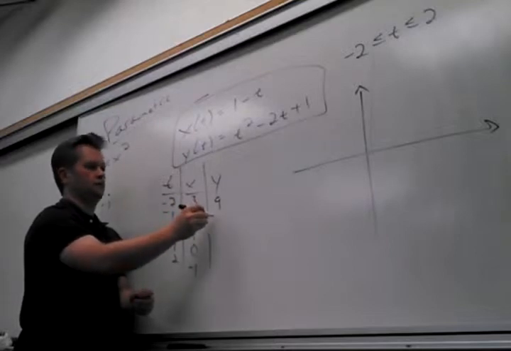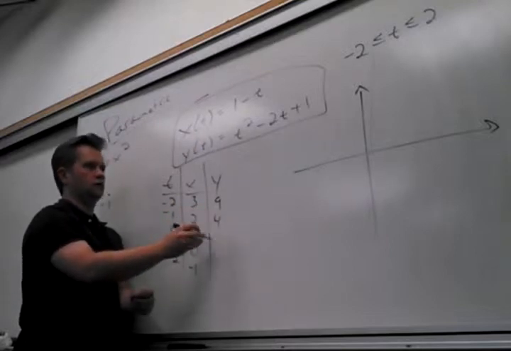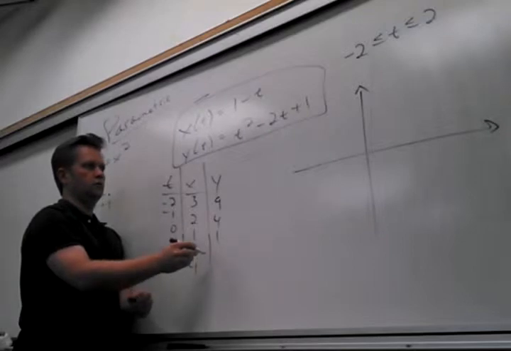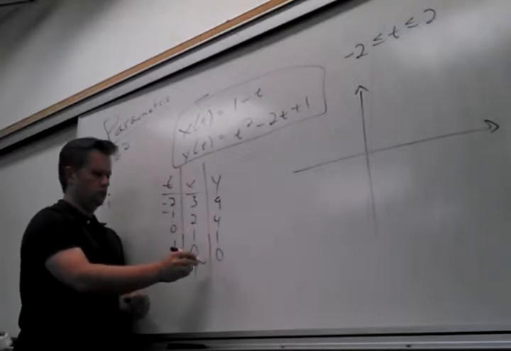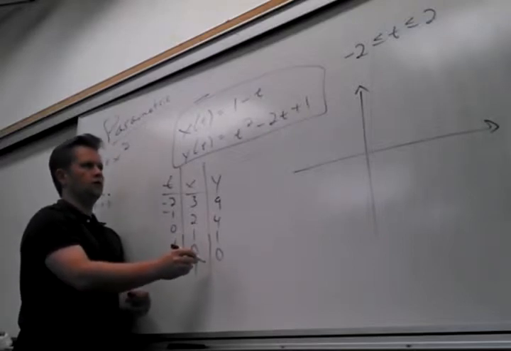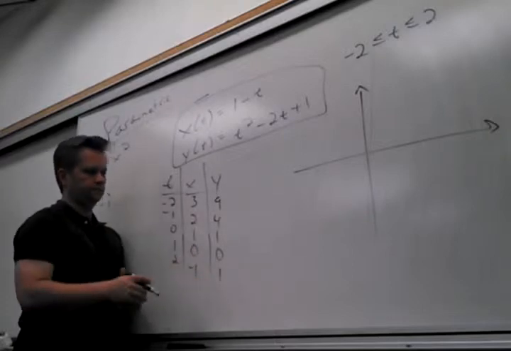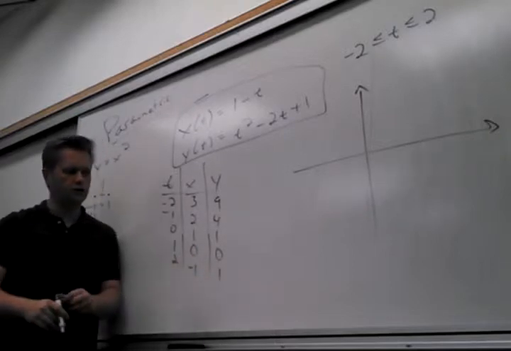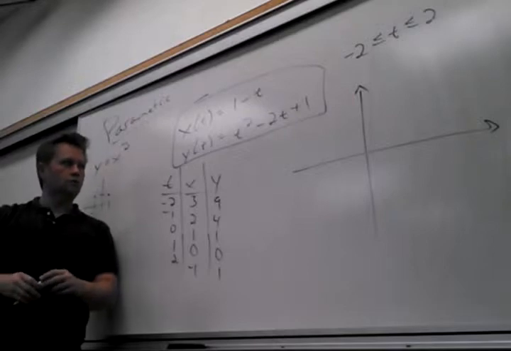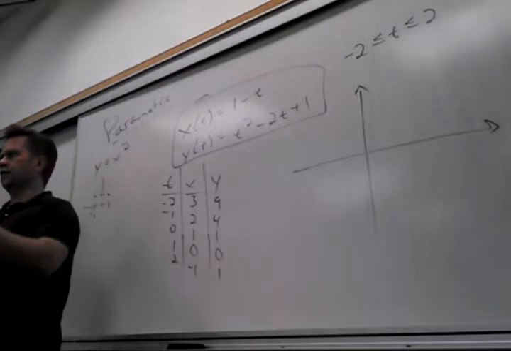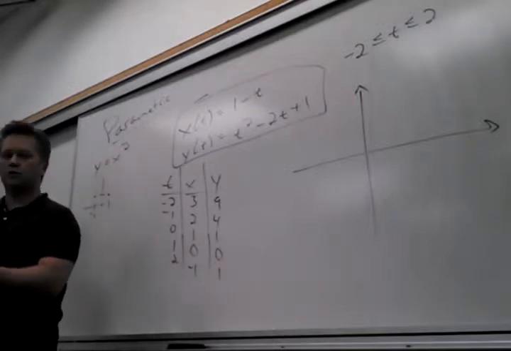4, 1, 0, 1. 0 is 1. 1 is 0. 2 is 4, so it's 1 again, right? So that's where that parabola turns. This is a very simple example of parametric equations.